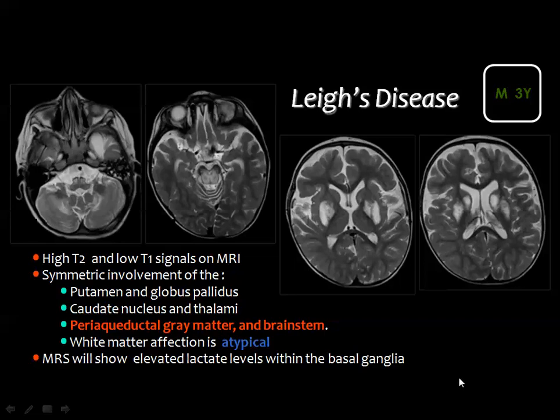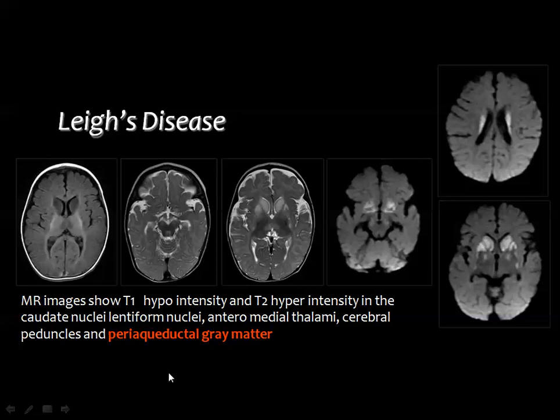Then if you look here, you see the affection of the posterior part of the brainstem and the affection of the basal ganglia. This is also an example of Leigh disease, T1 and T2 weighted images with diffusion weighted images, where you can see the T1 hypodensity within the basal ganglia, which became hyperintense in the T2 weighted images, with affection of the periaqueductal white matter, and all the lesions showed restricted diffusion, as you can see here.